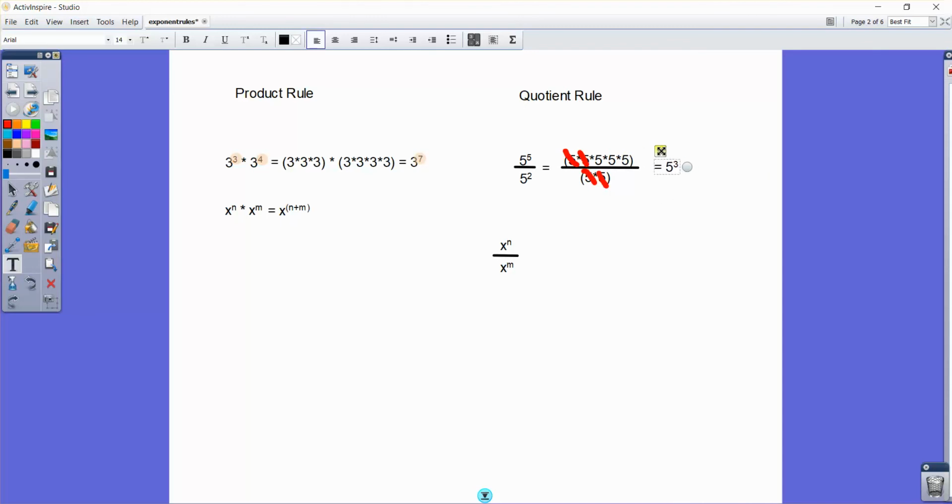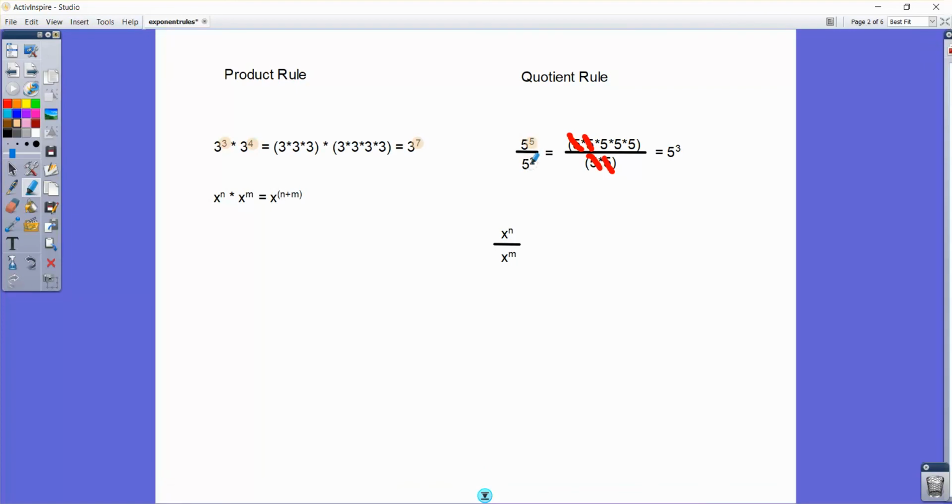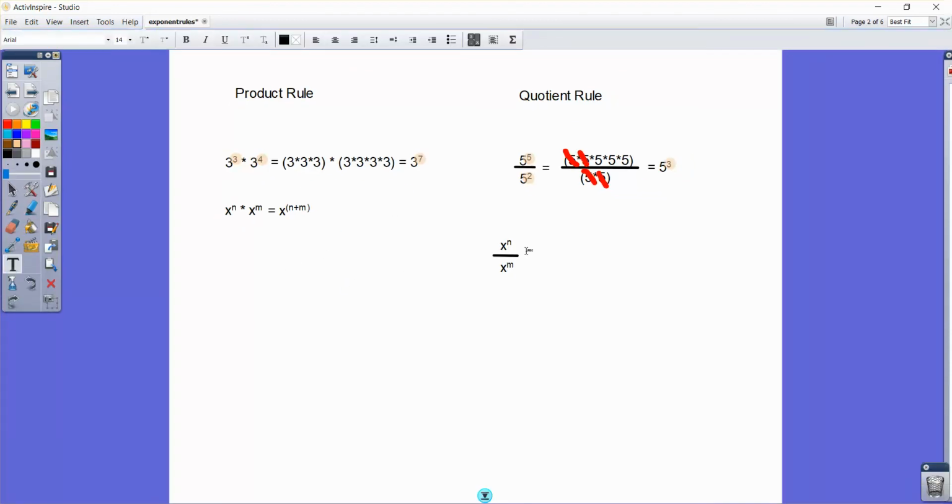Okay, now again, notice the same thing, right? If I had 5 up top and I have 2 on the bottom, that's 3. So what did I do to get that? I did 5 minus 2, and that equals 3. So if I ever have a quotient of the same base with different exponents, all I really need to do is subtract those exponents. Okay, so that's the main understanding on here. If I had the same base and I'm multiplying, I would add their exponents. If I have the same base and I'm dividing, I would just subtract their exponents.